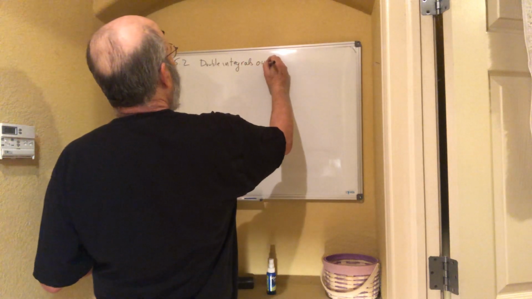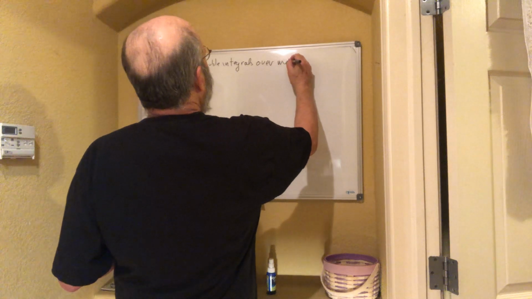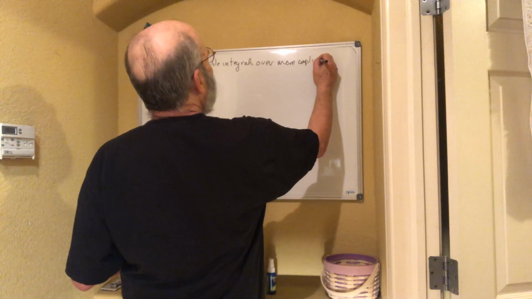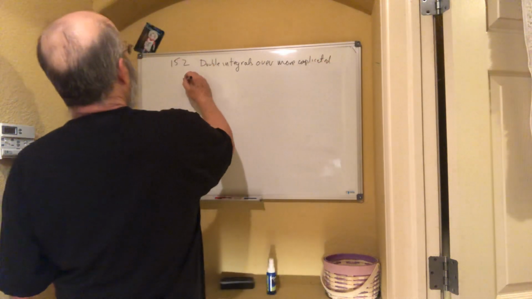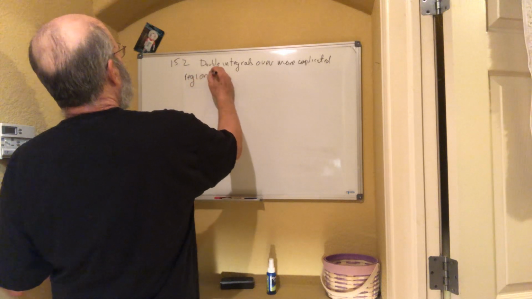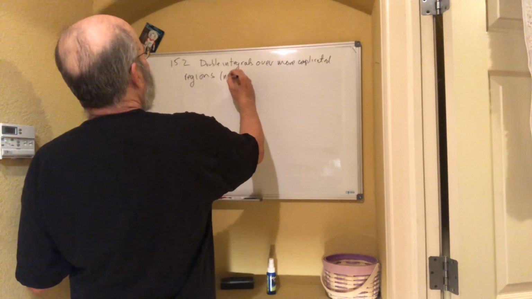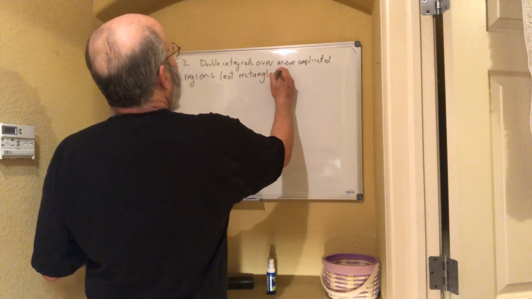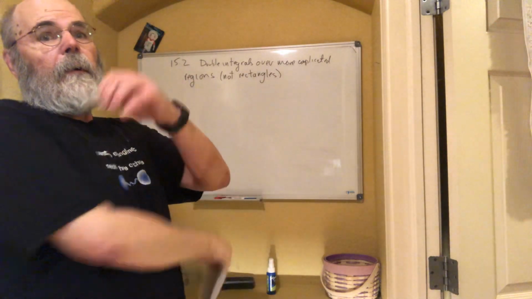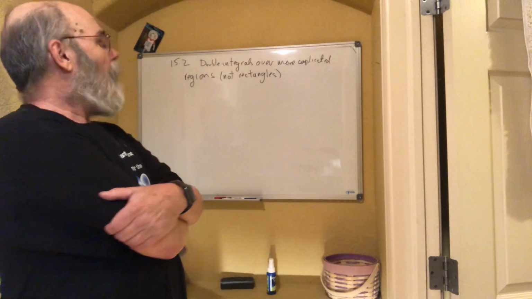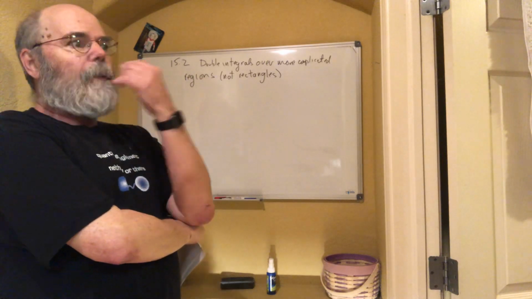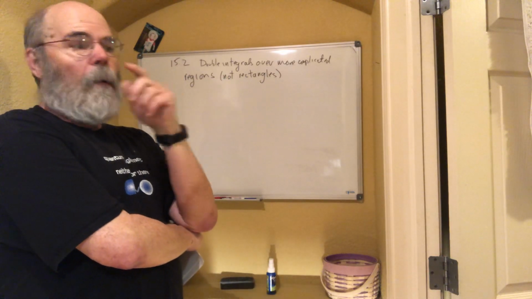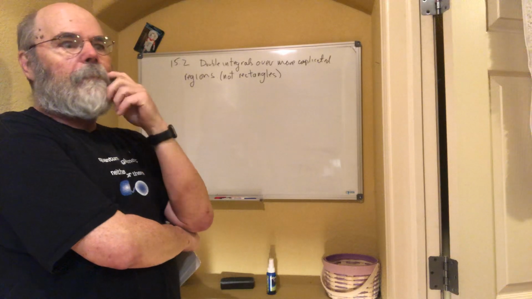Double integrals over more complicated integration regions. Okay, in other words, not rectangles anymore. All right, that property of being rectangular really simplified things quite a bit. Again, if you remember, it made the two different integrals that we had to do independent of each other. So it's really quite a bit simpler.